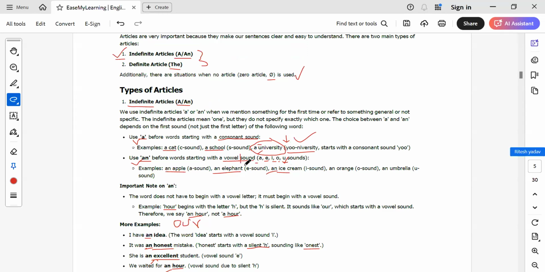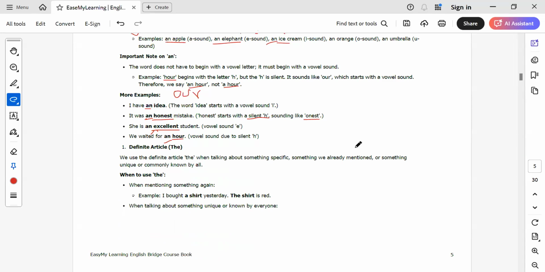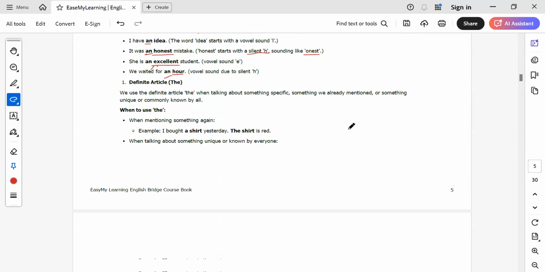Y is not a vowel. That's why we refer to it as a university, not an university. But from an exam point of view, it's better to remember that university is always preceded by a, not an, because this is a very common question which is asked all over the world.